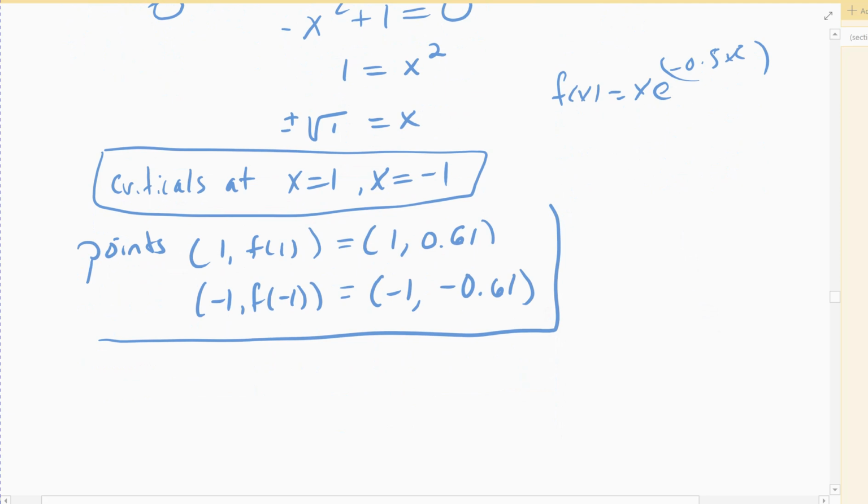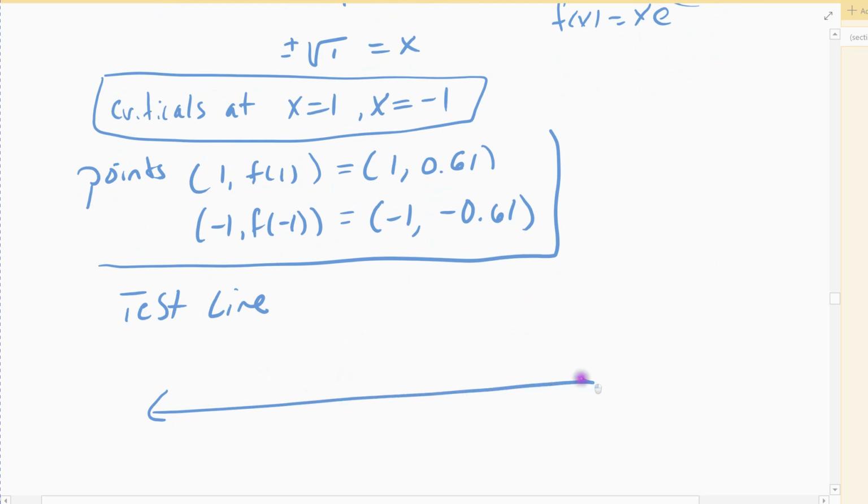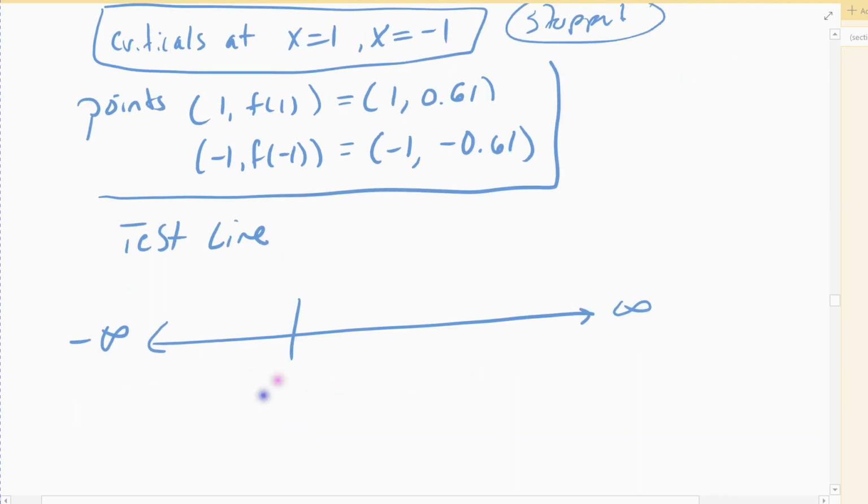Now to determine the increase, decrease, and whether those critical points are maximums or minimums. Alright, now I'm going to use my test line. Remember, it represents my domain. So my domain for my original function was negative infinity to infinity. I mark off my stopping points, right? This is where we stopped. The function was neither increasing nor decreasing, so it has horizontal tangents at those moments. So it stops at negative 1 and it stops at positive 1. I take my derivative and I test points and see what my original function is doing.